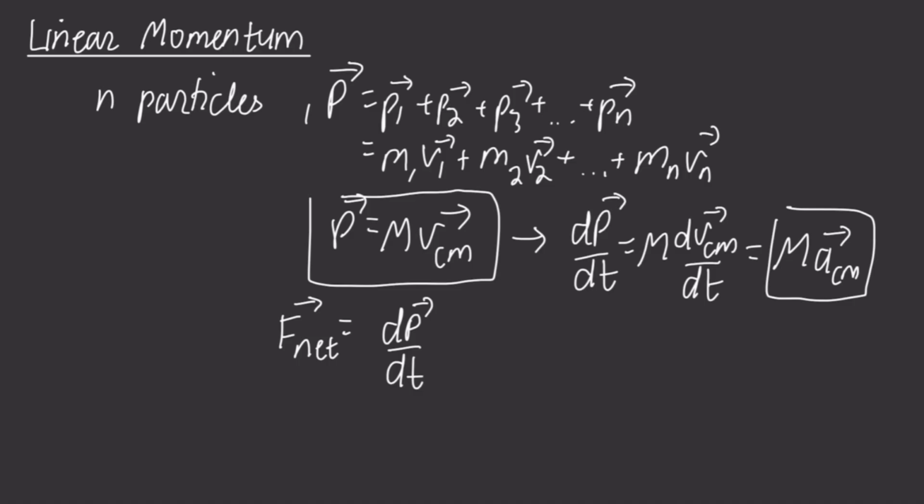And this is the generalization of the single particle equation to a system of many particles. This tells us that the net external force F net on a system of particles changes the linear momentum P of the system, and the linear momentum can be changed only by a net external force. Similarly to a single particle, if there's no net external force, then the total linear momentum of the system of particles cannot change because dP over dt would equal 0.